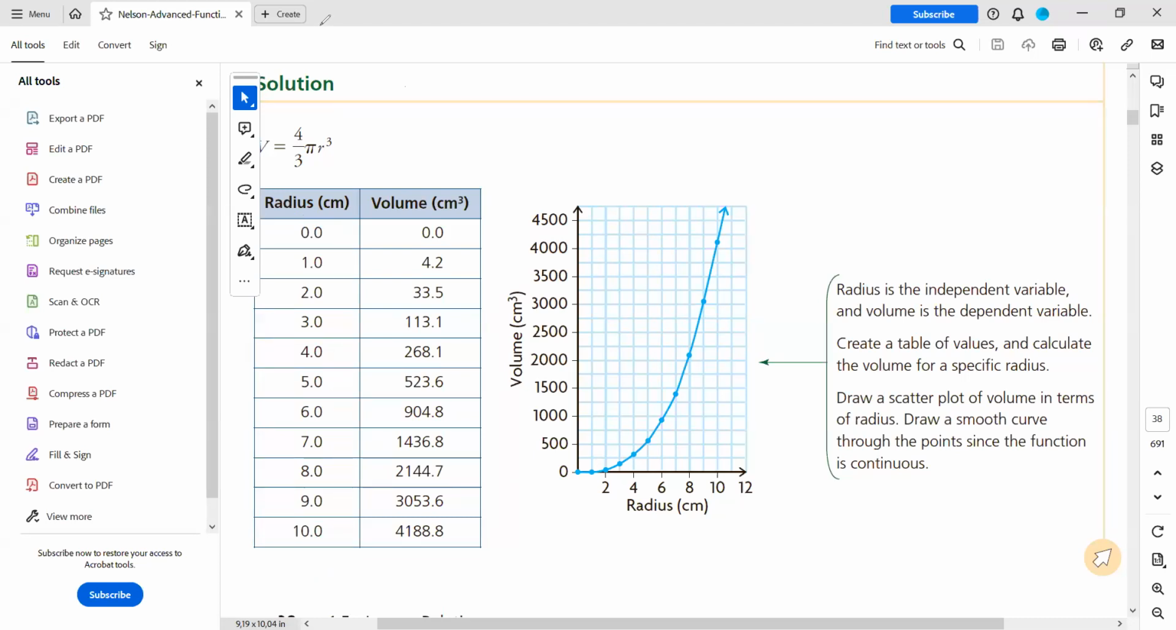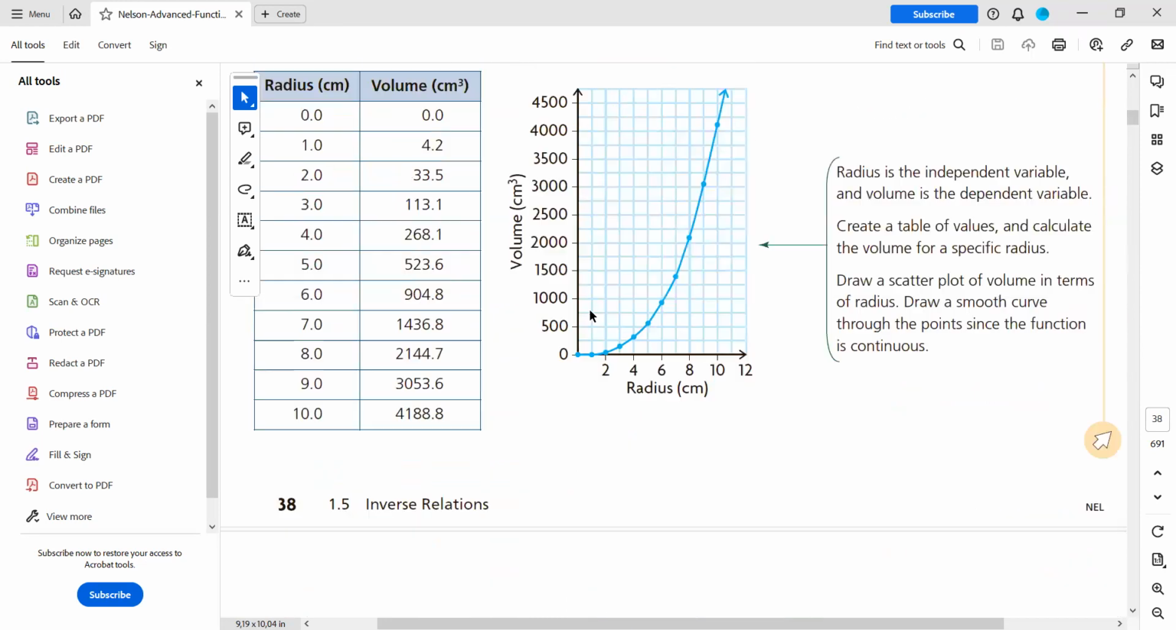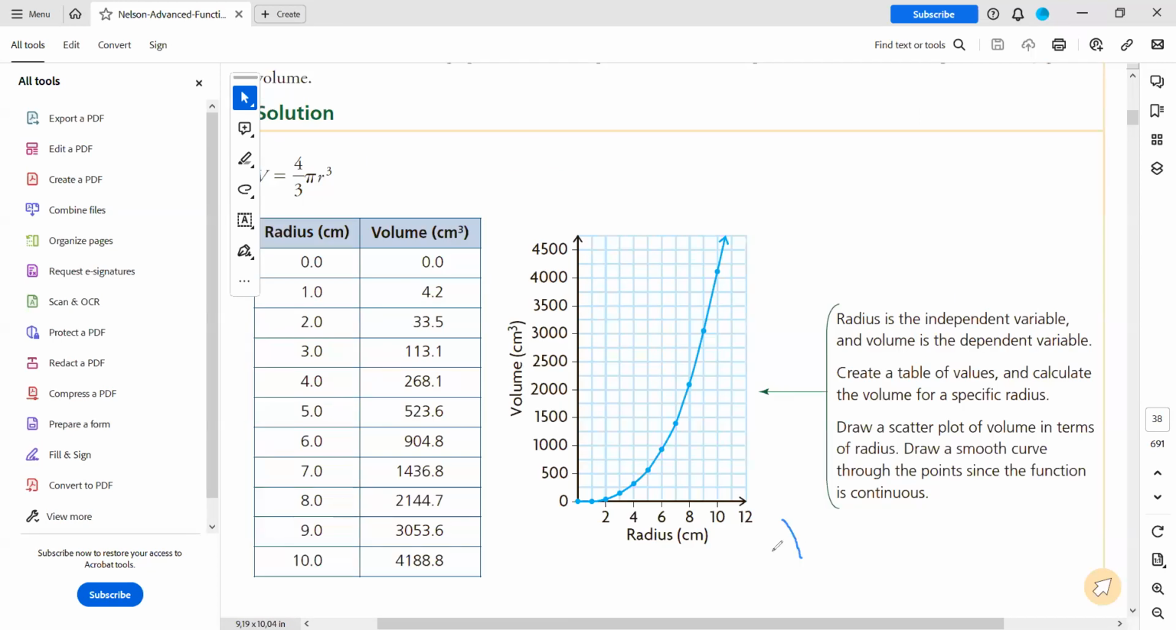Moving on, what can we show now? Let's say we take a specific volume and we want to evaluate what radius we should use to get that volume. So to graph radius in terms of volume, you can see the y-axis, remember in coordinate axes we have x and y. This graph gives us x as a radius and y as volume, right?